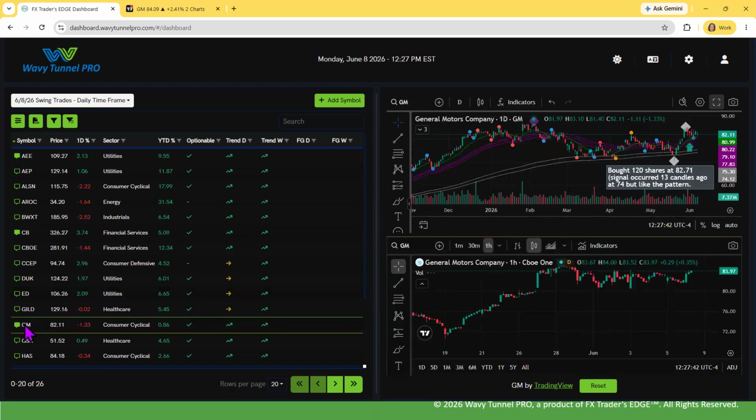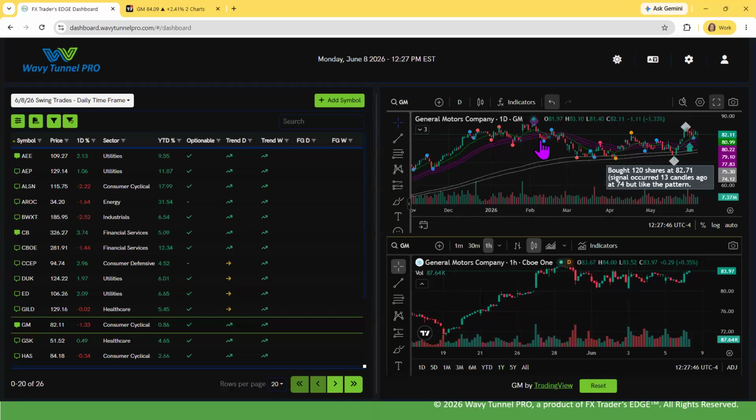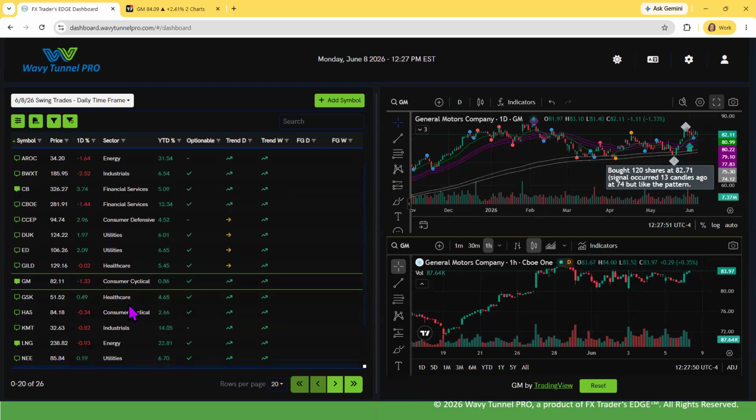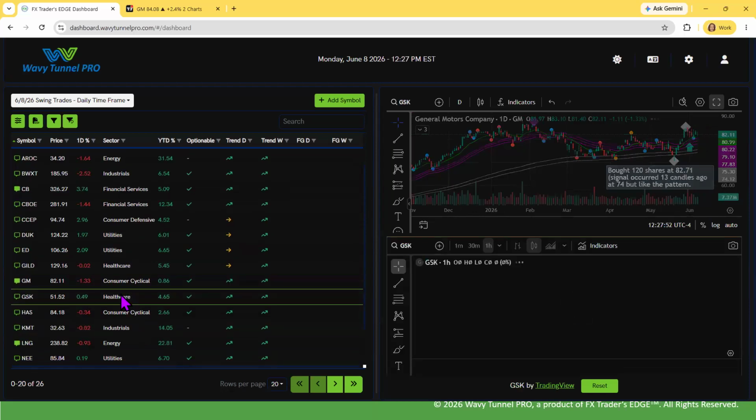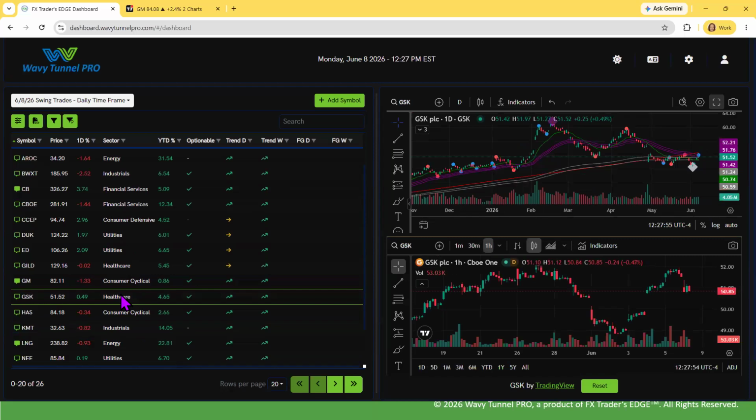GM we spoke about. Okay, GM is performing well. I think it still looks good. So we have shares in that. GlaxoSmithKline. Yeah, not bad. This could be interesting. It's a nice solid uptrend, and then we had a beautiful three-wave correction. This could be interesting.